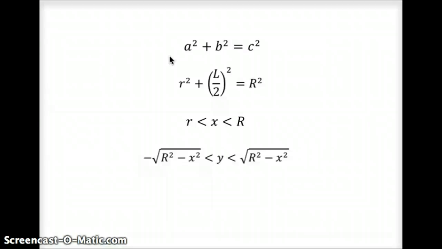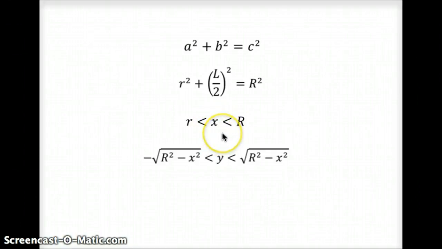So you use the Pythagorean theorem, a squared plus b squared equals c squared, and then you say r squared plus (L over 2) squared equals big R squared. And L over 2 is b, and r is a, and big R is c.